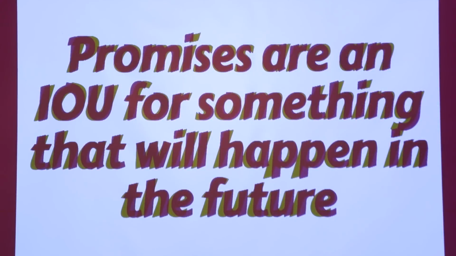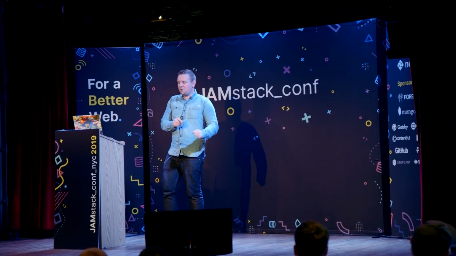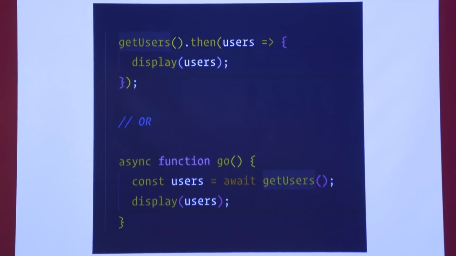So promises, if you don't know what promises are, they're sort of like an IOU for something that's going to happen in the future. A promise will either resolve, it worked, or it will reject, something went wrong. And here are the two ways you can use promises. You can have getUsers as a function, and that will return a promise where it won't immediately give you the users, but it gives you a promise that it's going to do its best to go off and get the users.